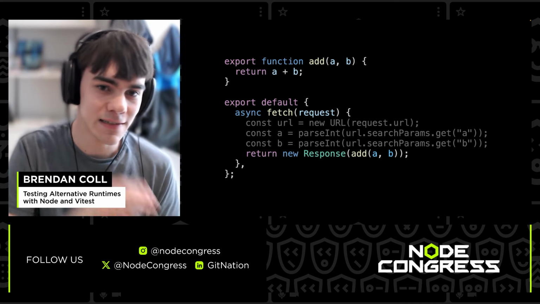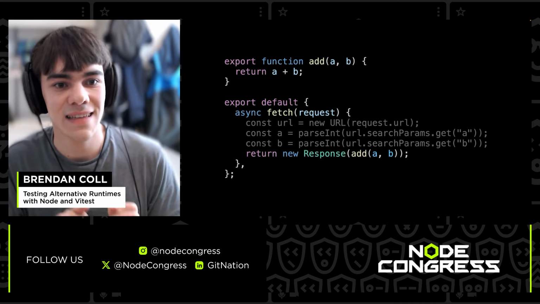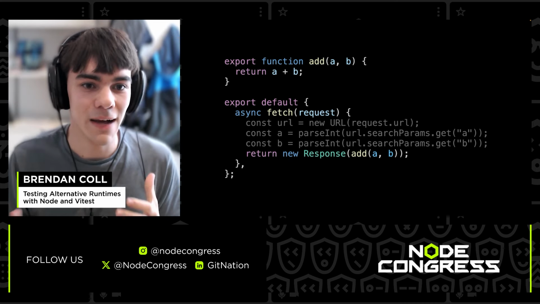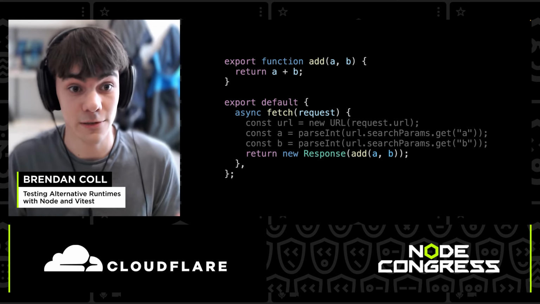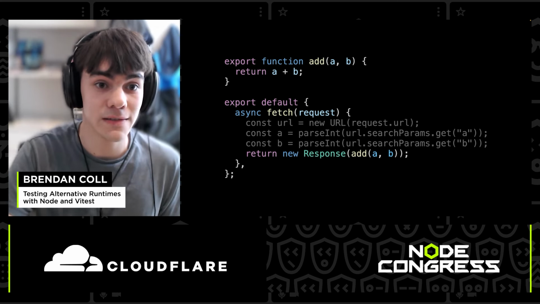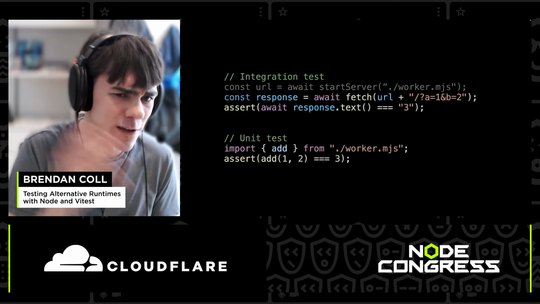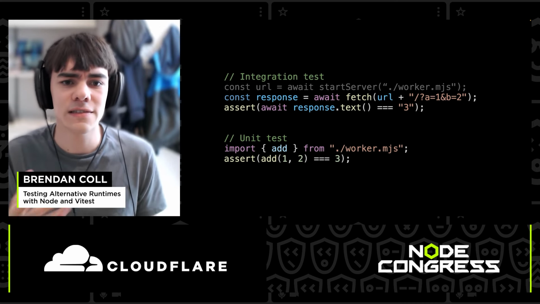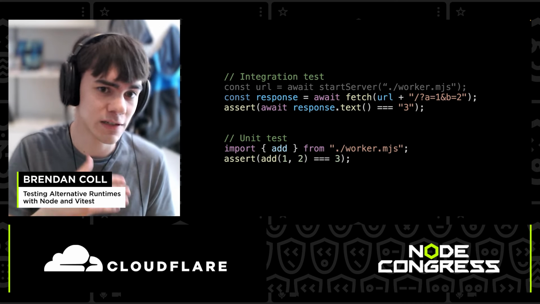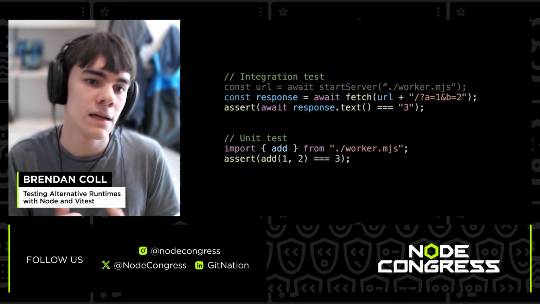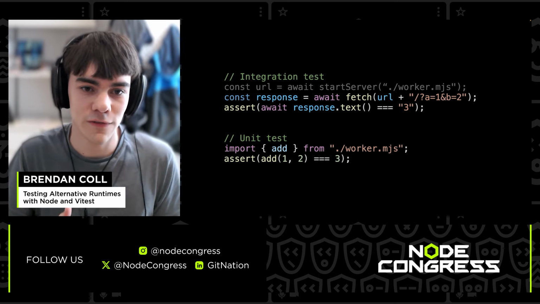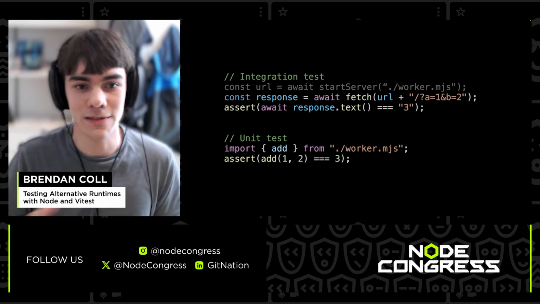So now that we've explained the basics of workers, let's talk about tests. Say we have this worker that adds two numbers together, and we'd like to write tests to verify its behavior is correct. There are a couple of ways we could do this. We could either write an integration test that starts a local instance of our runtime, sends an HTTP request to it, and asserts on the response, or we could write a unit test that imports functions from a worker directly and asserts on their return values.